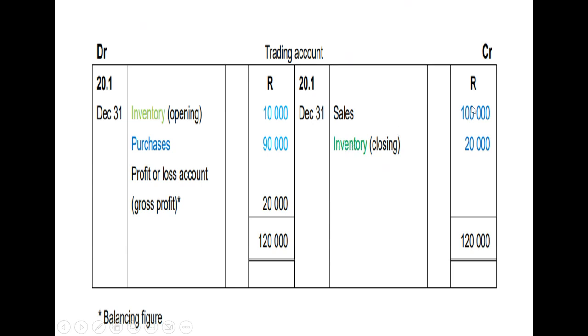Already now you can see that if you add the credit side amounts, 100 plus 20, that's 120. If you add 10 plus 90, that is 100. So the credit side is more than the debit side. Both sides need to be equal to 120,000. So 120,000 less 90 less 10,000, the difference is 20,000, which closes off to your profit or loss account, because the trading account needs to be closed off. It can't have a balance carried down. So that's why you have here your profit or loss account of 20,000.